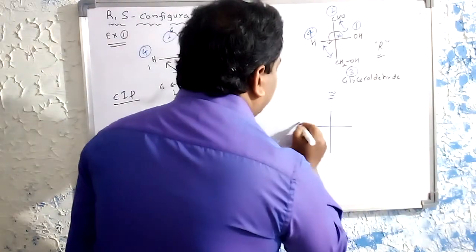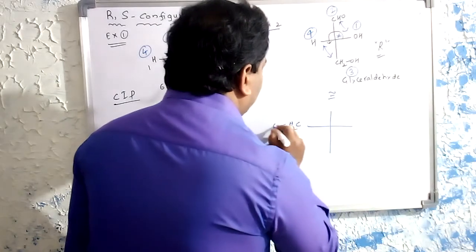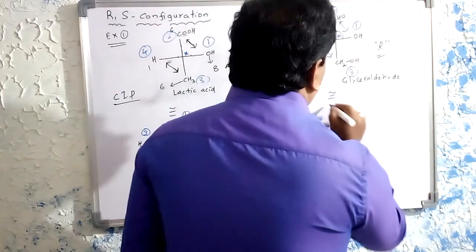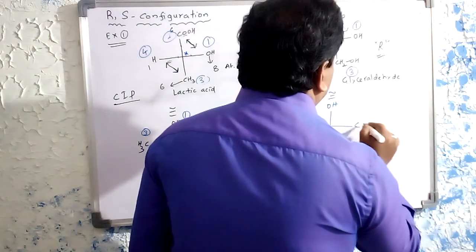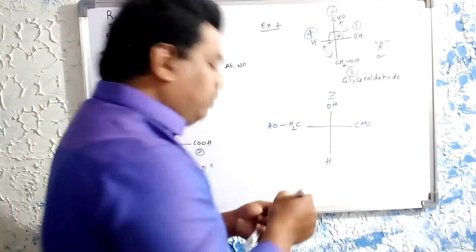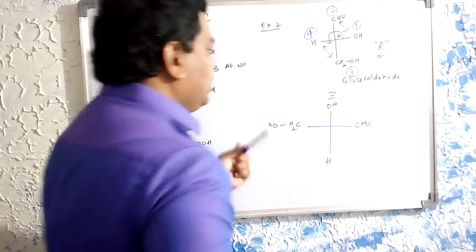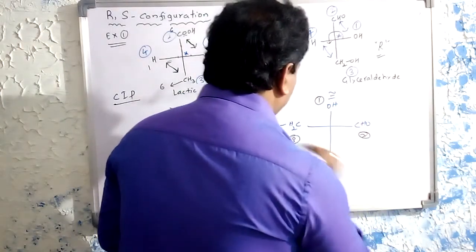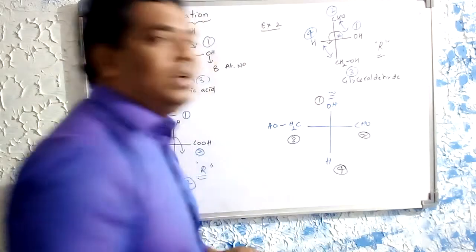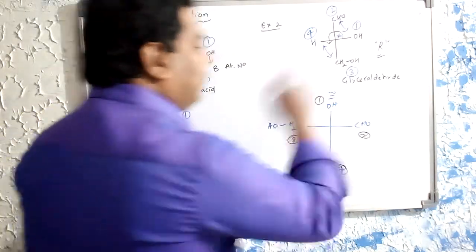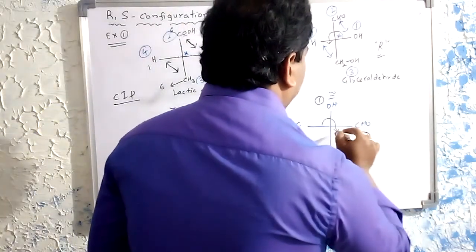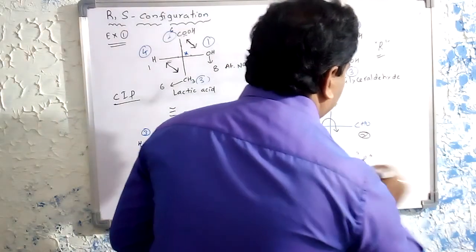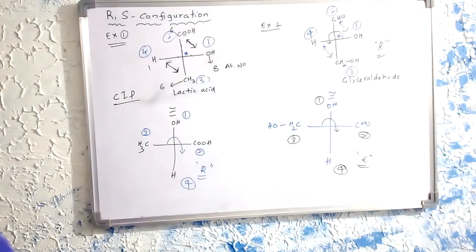Here we are interchanging the groups CH2OH and hydrogen. Here OH, CHO. So give the priorities the same as before. Here this is 1, 2, 3, 4. After giving the priorities, check whether it is clockwise or anti-clockwise. So this is clockwise direction, so that's why it is R configuration.